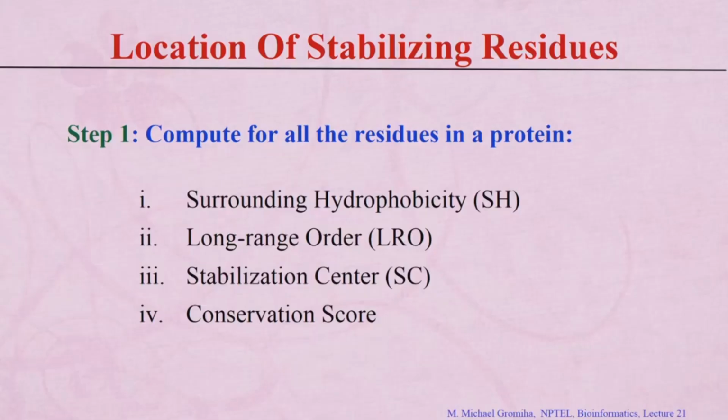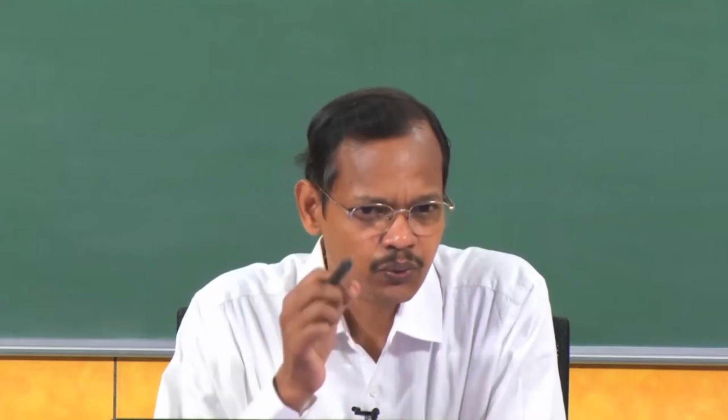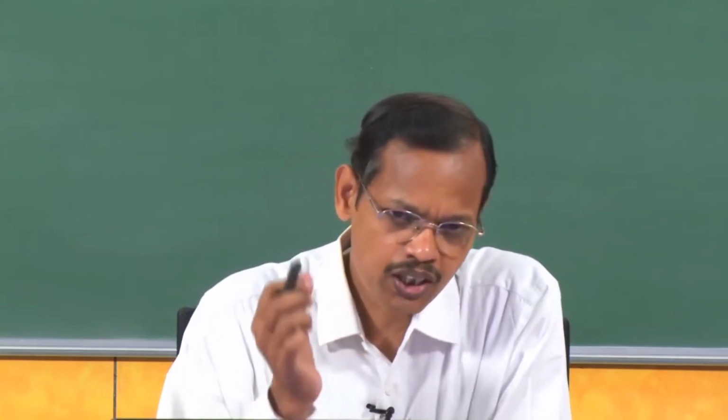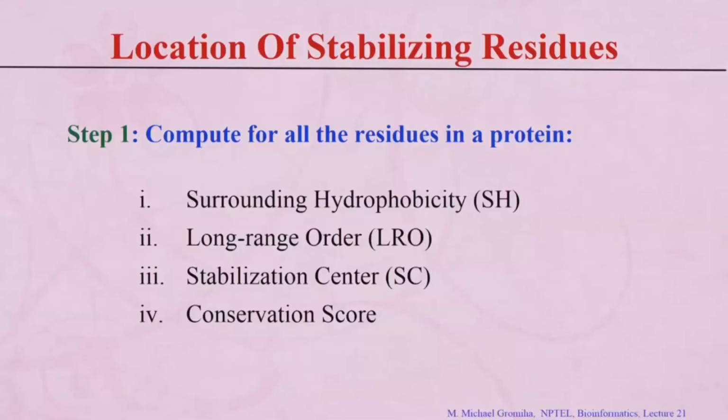So, step 1, we need to compute the values of these parameters for all the residues in a protein. For example, if a protein contains 100 residues, for each residue we can calculate the parameters based on these specific characters, like hydrophobic character, long range interactions as well as the conservation score. In the hydrophobic character, we already discussed the surrounding hydrophobicity. We can use this surrounding hydrophobicity to quantify the hydrophobic behavior of each residue in the protein environment.